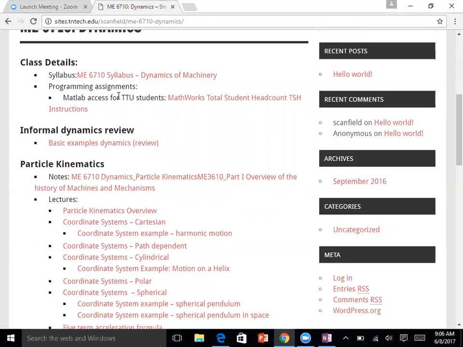Or excuse me, programming assignments. I have 2 programming assignments called out, but along the way we'll be doing those. And I'm proposing we work on MATLAB, and all of you have access to MATLAB for free. I've got the link here that walks you through that.